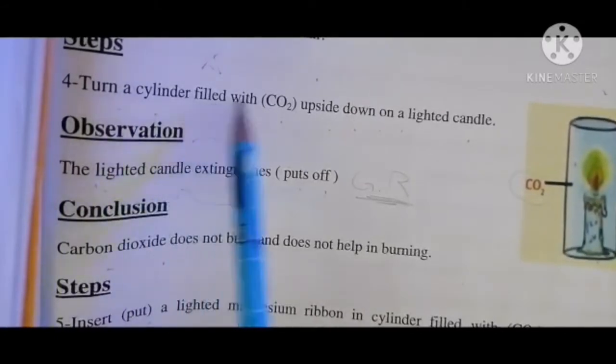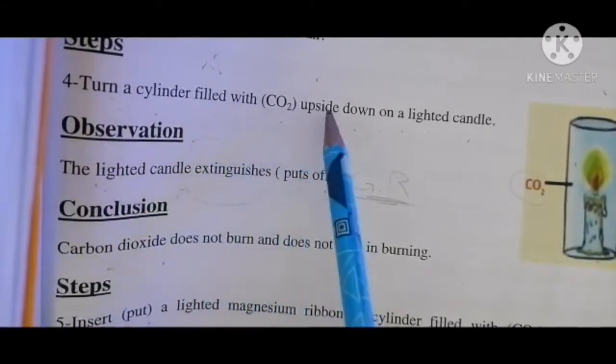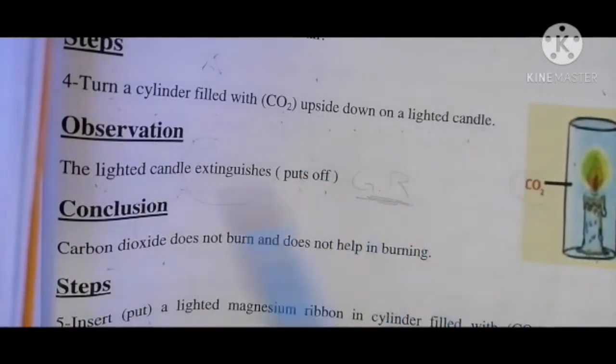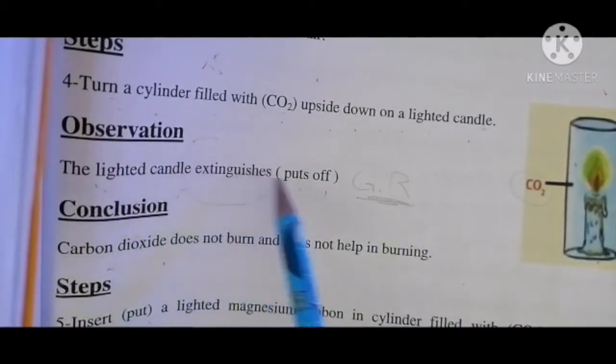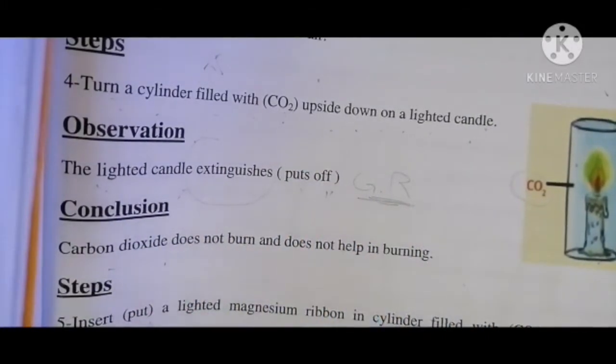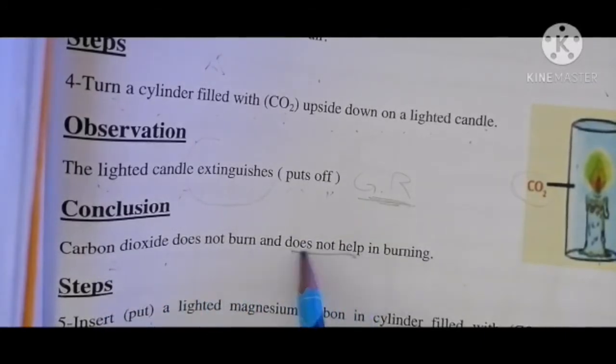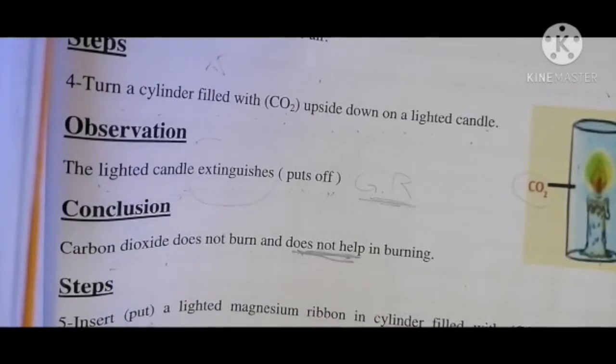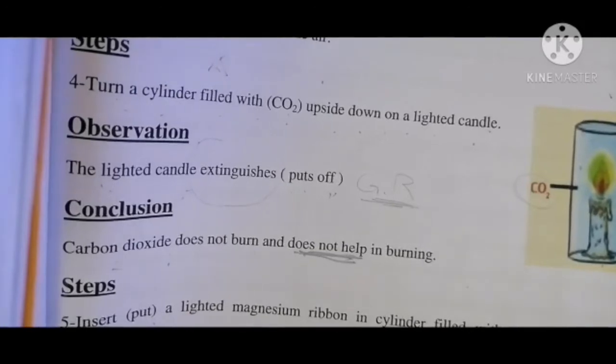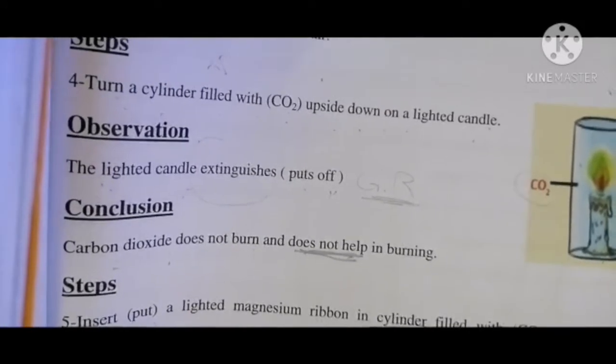So I turn a cylinder filled with carbon dioxide upside down over the lighted candle. The lighted candle extinguishes or puts off. So carbon dioxide doesn't burn and does not help in burning. It is the opposite of the oxygen. The oxygen doesn't burn but helps in burning. Carbon dioxide doesn't burn and doesn't help in burning.